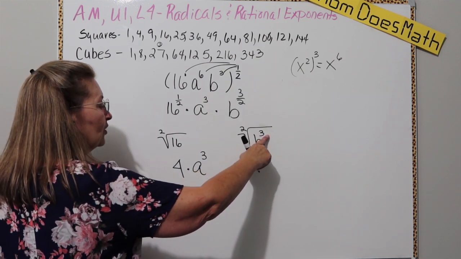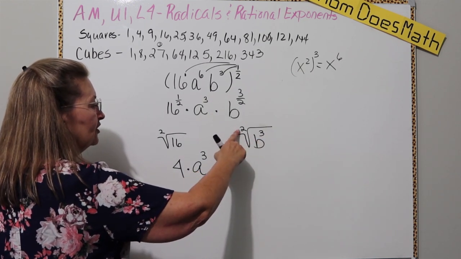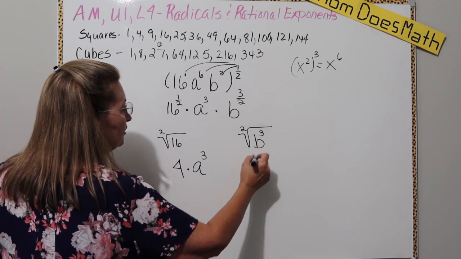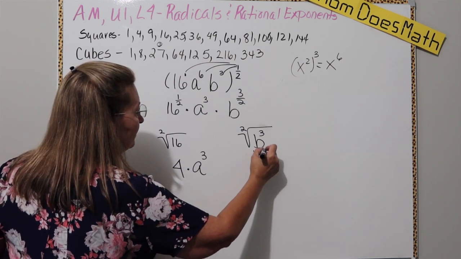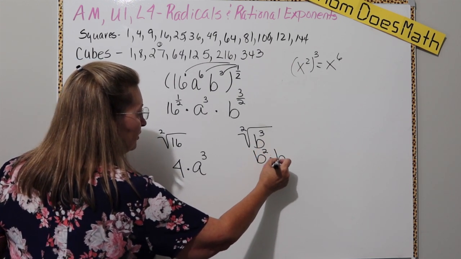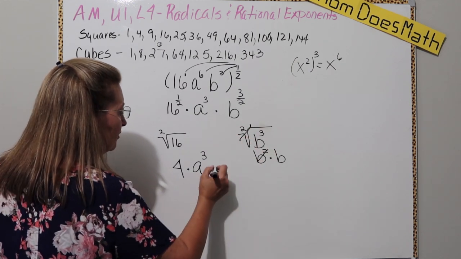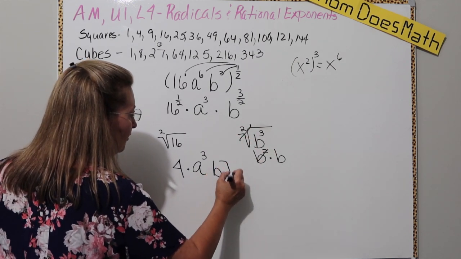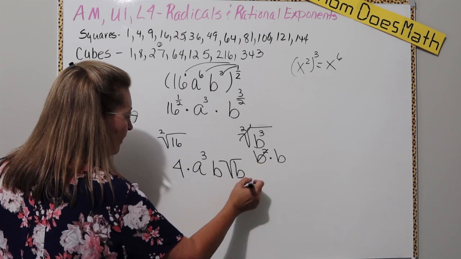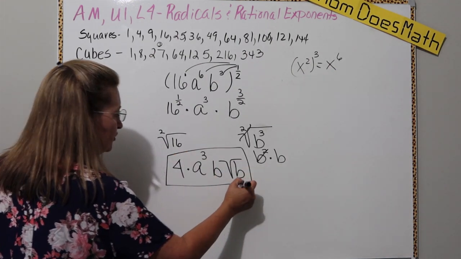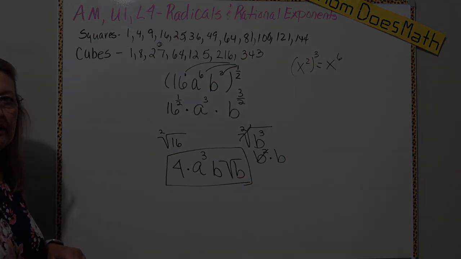Now, anytime your exponent is larger than your index, you have to reduce. So I can rewrite b to the 3rd as b squared times b. The square root of b squared is just b. And then what do I have left under there? That b. So this is what your final answer is going to look like.